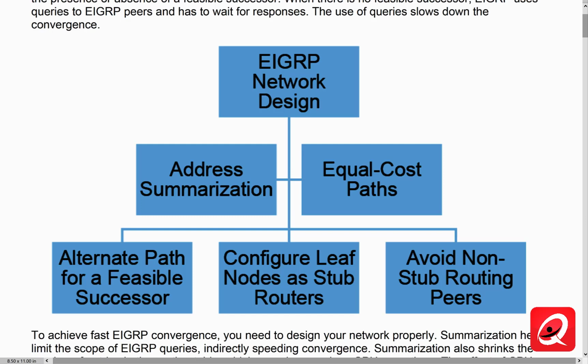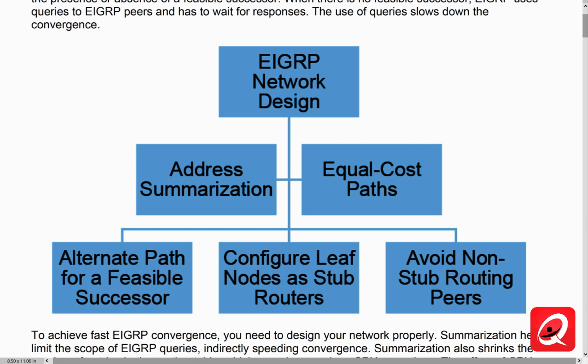All right. Now it does say there, avoid non-stub routing peers. Now, what do they mean by avoid non-stub routing peers? Well, if you take it literally, it's kind of contradictory to what we just talked about, right? Which is to set up routers as stubs. But when they say avoid non-stub routing peers, they mean that we have redundant paths. So we can get successors, and we can get feasible successors, and we can have load balancing and load sharing, unequal cost, equal cost, whatever it might be.